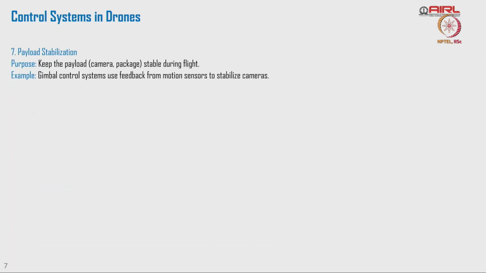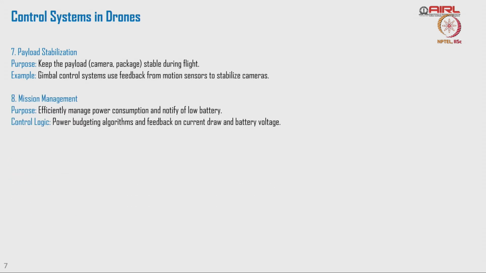Some other control system aspects in drones are payload stabilization, which you can go through. Then there is something called mission management, where efficiently managing the power consumption is required, and notification of low battery should come. For that, control logic is used as power budgeting algorithms and then feedback on current draw and battery charge. With this, the success of the mission can be defined in a much more efficient way.